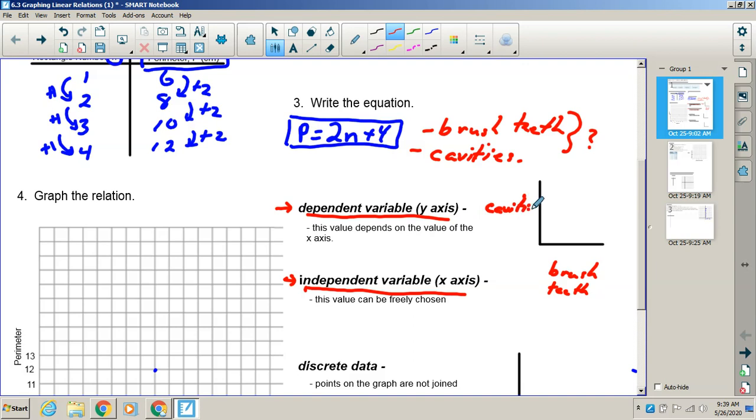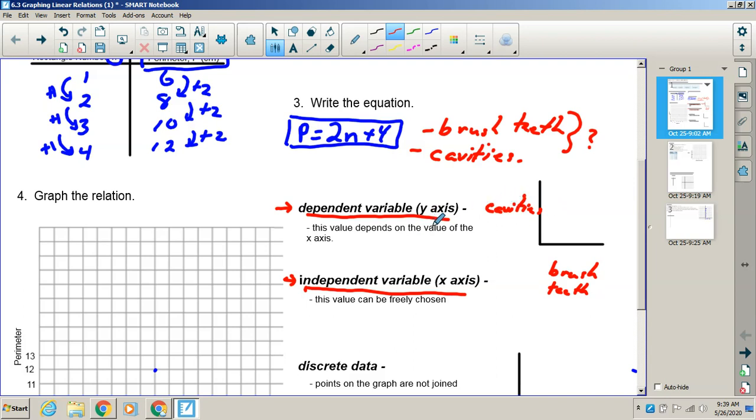Now, why would I do this? I choose freely how many times I brush my teeth, and generally speaking, the number of cavities I have is dependent on how many times I brush my teeth in most cases. So this is my independent variable, which would go on the x-axis. This is my dependent variable, which would go on the y-axis.